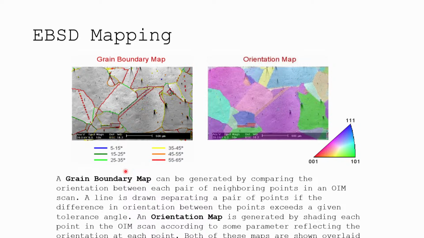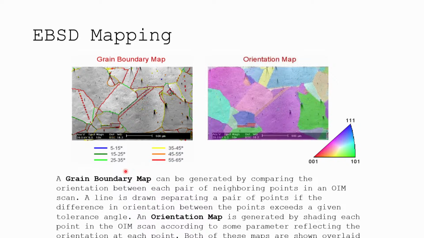So the mapping, EBSD mapping. What you get is an array of points that has XY positions over a surface, right? Assuming you're working only on a surface. You have XY positions, and you have a knowledge of what the crystal structure is and what its orientation is. You also get a measure of how good the diffraction quality was, if the patterns are really sharp or not sharp. And then you can go in and create images based on that.